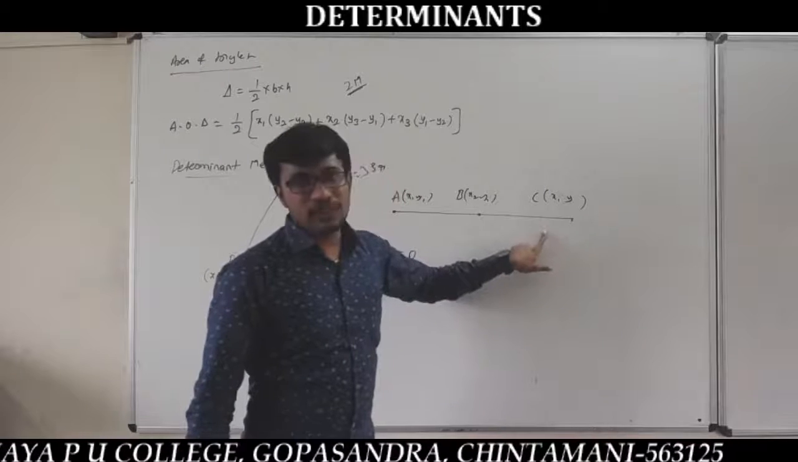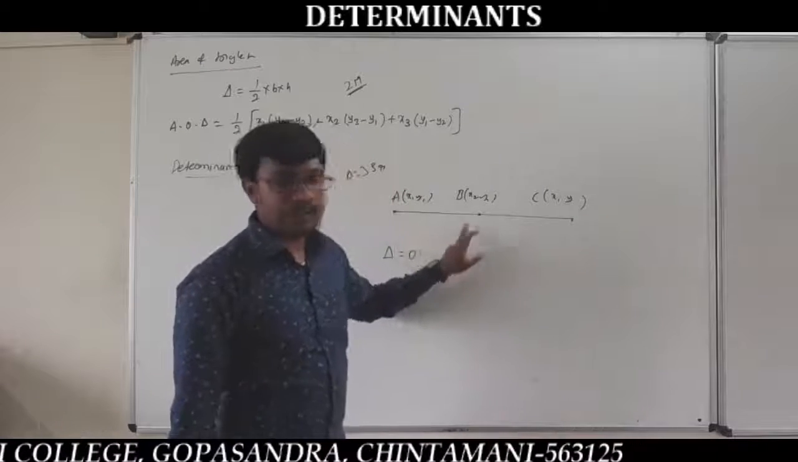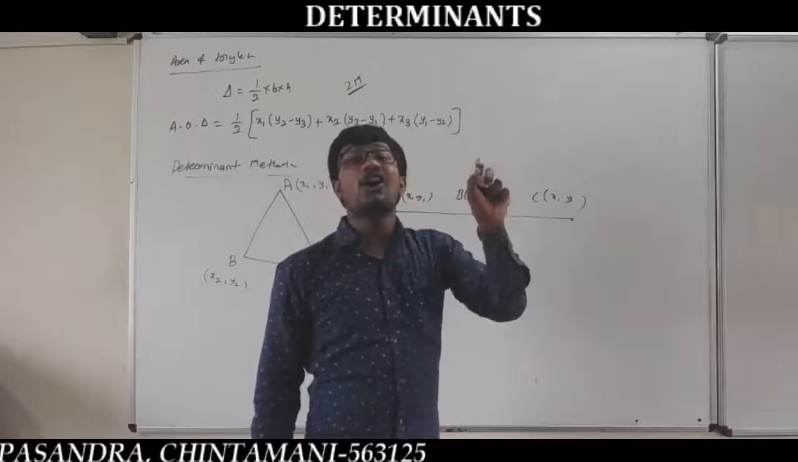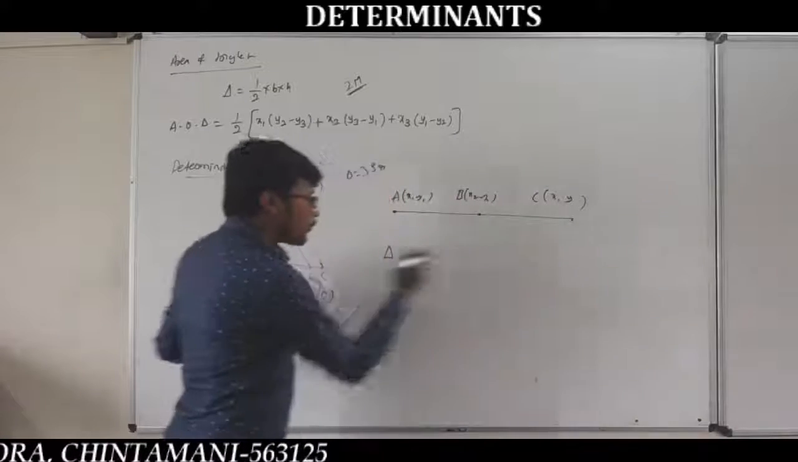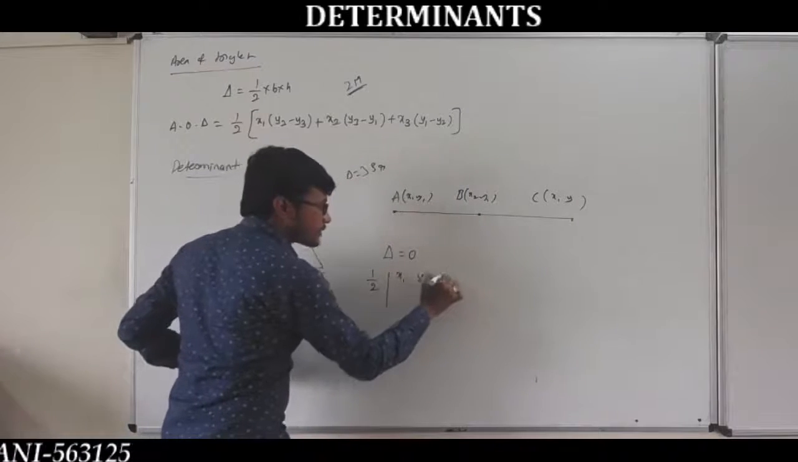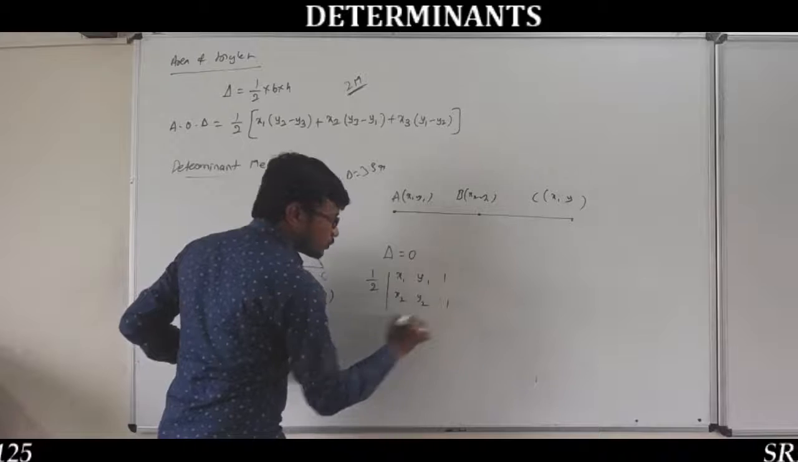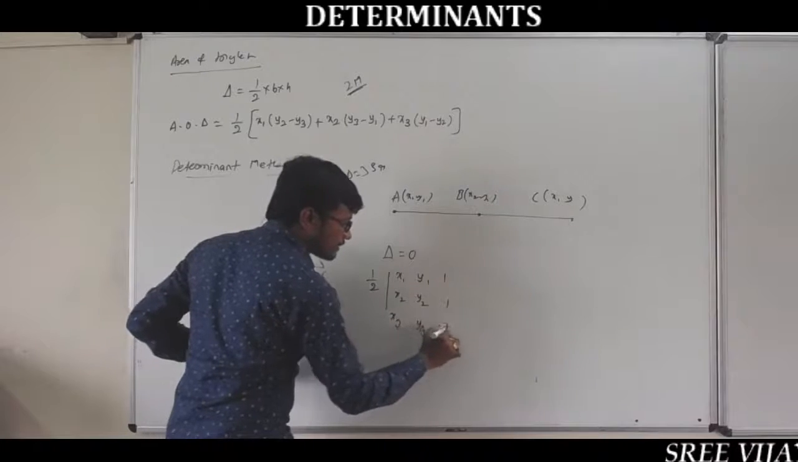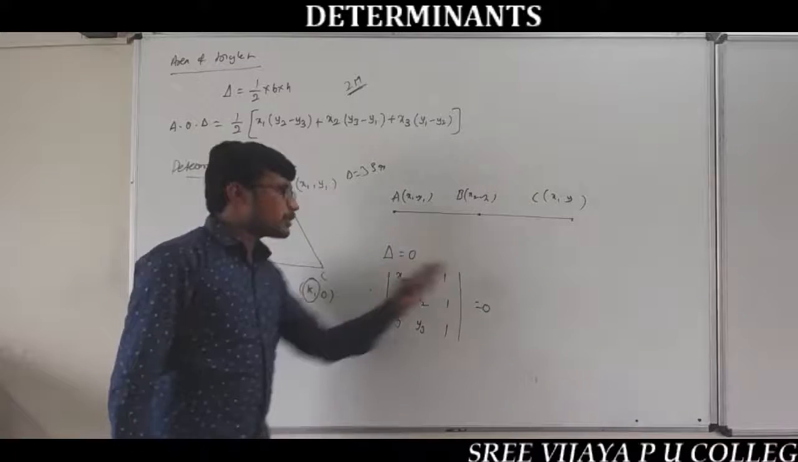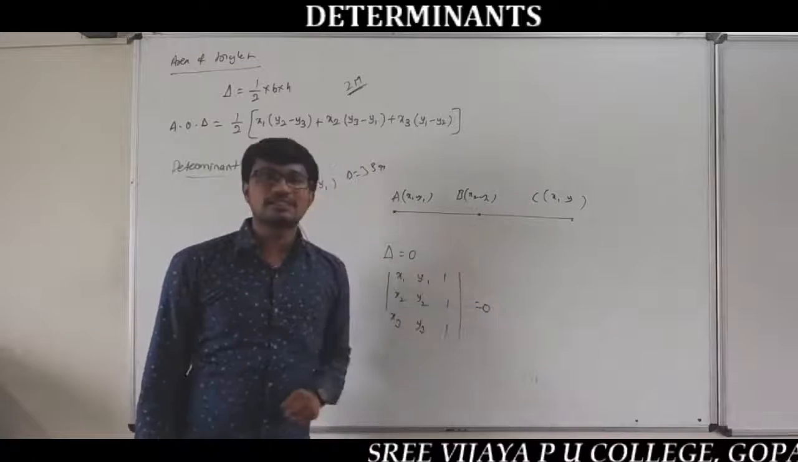So to find this equation, they have already given the 2 points. So the third point can be taken as an unknown point, x, y. It should be an arbitrary point. Okay. Now for this, delta is 1 by 2 determinant of x1 y1 1, x2 y2 1, x3 y3 1 equal to 0. Or you can neglect the 1 by 2 also, because 0 into 2 is also 0, right?